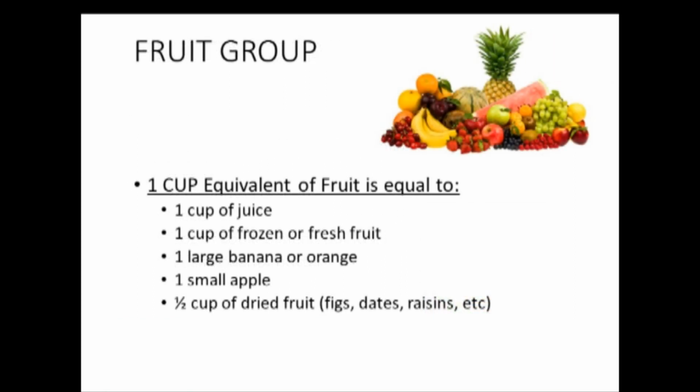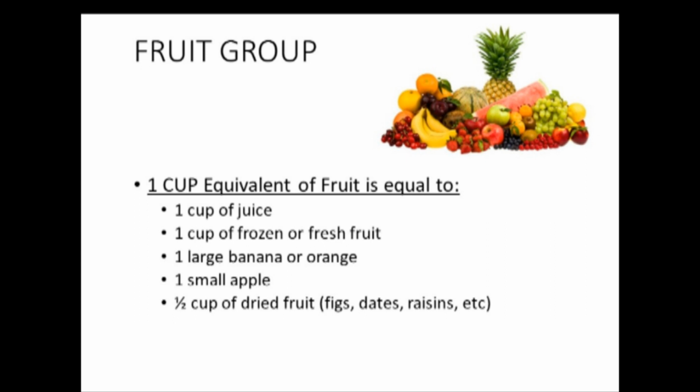Okay, now let's take a look at the fruit group. Here we're talking about a 1 cup fruit equivalent, and what is that? Well, it's a cup of juice. It's a cup of frozen or fresh fruit. Pretty simple. 1 cup, 1 cup equivalent. 1 large banana or orange is a cup equivalent. 1 small apple is a cup equivalent, and a half a cup of dried fruit, dates, raisins. This is because they're more concentrated. That represents a cup equivalent of fruit.